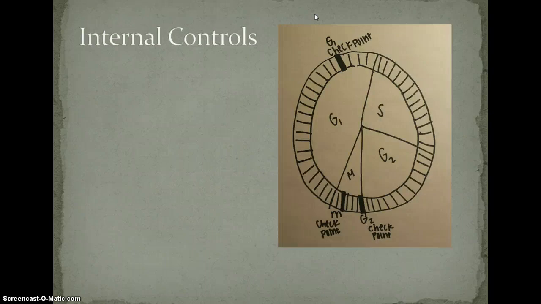This is typically where you find nerve cells, because once nerve cells are broken or ruined, they can't create new nerve cells because they are in this G0 stage. They will never divide.